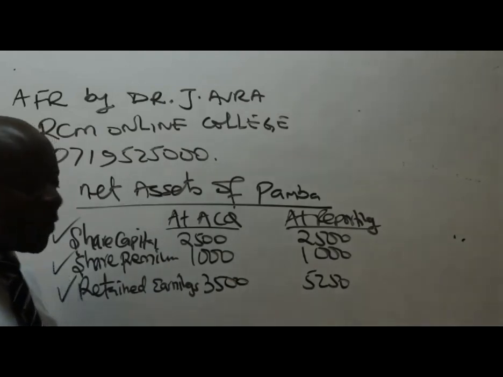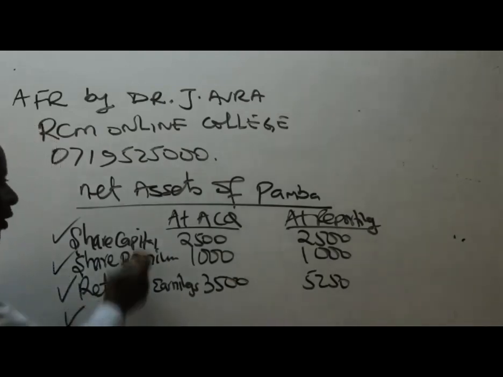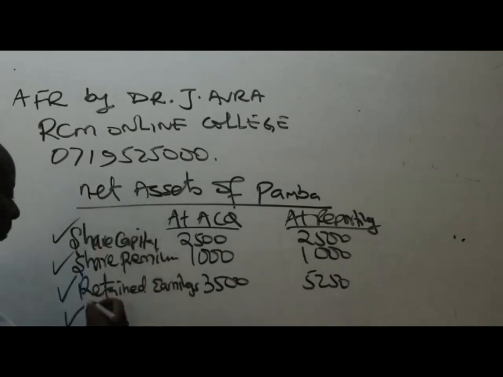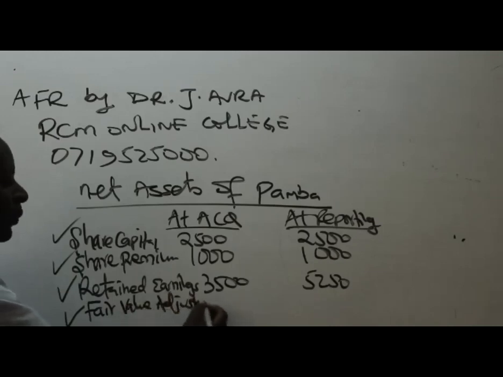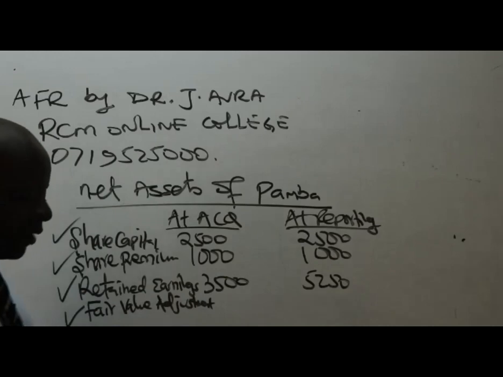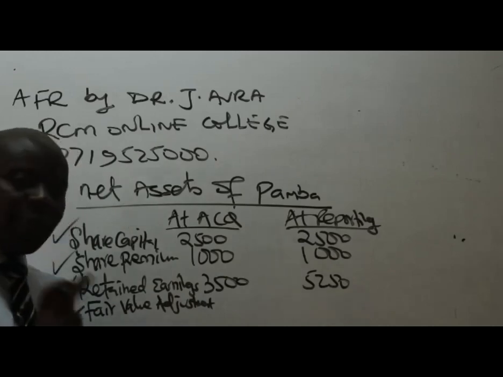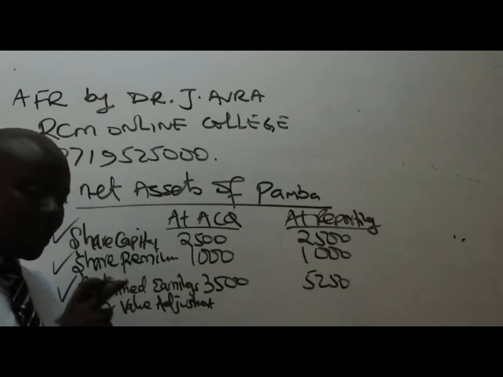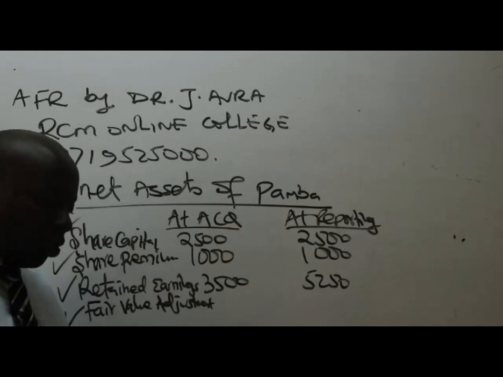Now, the last thing, ladies and gentlemen, is for you to consider the revaluations, which will go to the net assets here. The revaluations nowadays, we call them fair value adjustments. So we have the fair value adjustment. They told us, Pamba, during revaluations, we had land, whose value was more. It was revalued upwards.